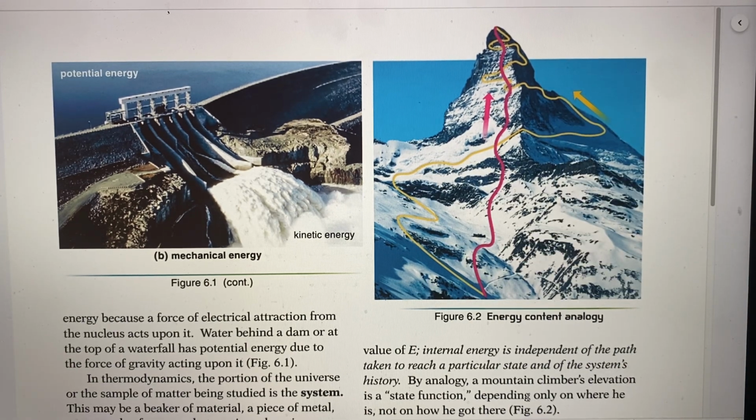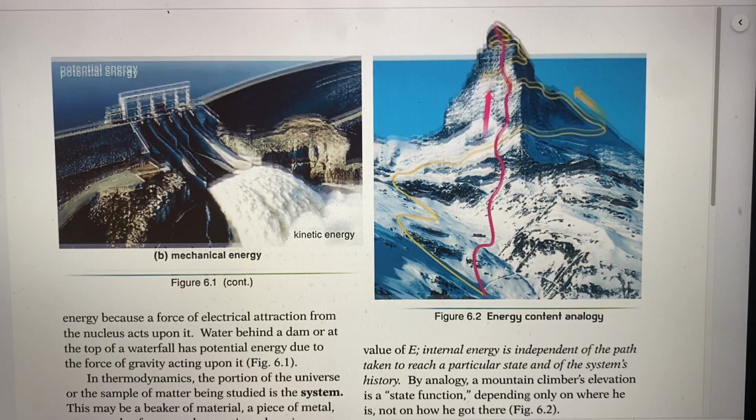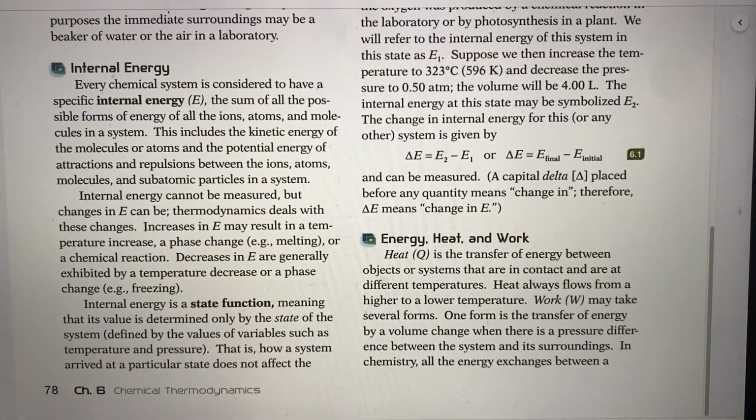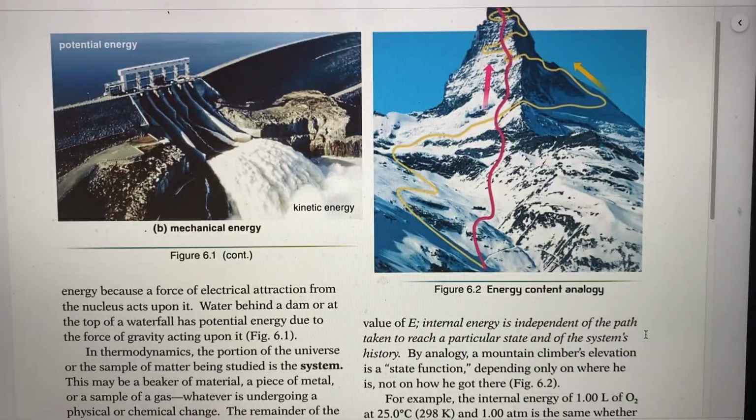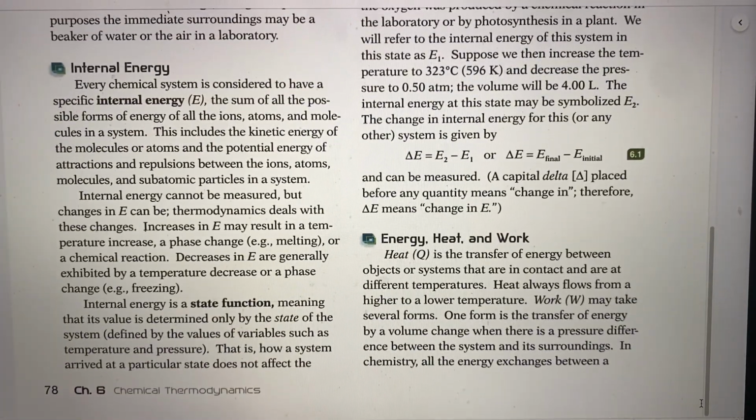That analogy is kind of, you know, basically, because when you're measuring a mountain, you have to have a starting point to measure, right? Do we measure from the center of the earth or what? So that's that state function. It's a little bit hard to understand, but when you look at the mountain, this figure, you can see that's what they're talking about.